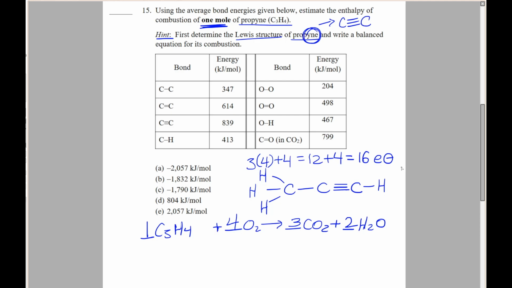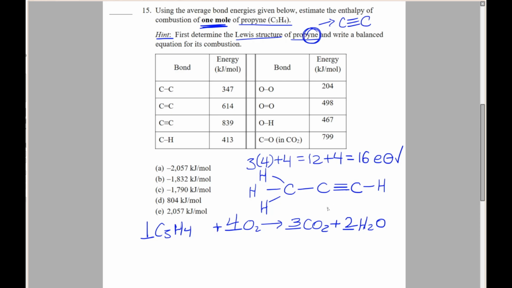A good way to check that is to go back to the total number of valence electrons that we solved for earlier. Each bond has 2 delocalized valence electrons, so it would be 2, 4, 6, 8, 10, 12, 14, 16. And that checks out with our previous calculation. So this should be the valid Lewis structure of propyne.